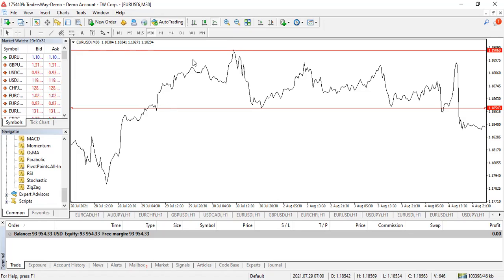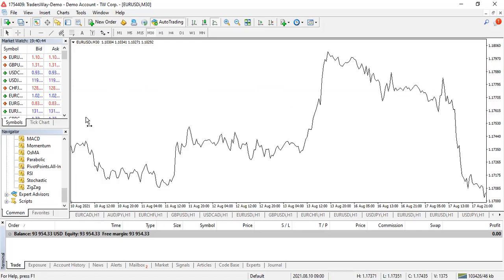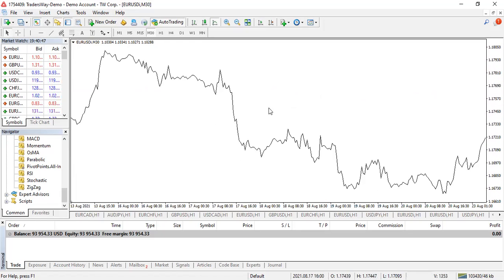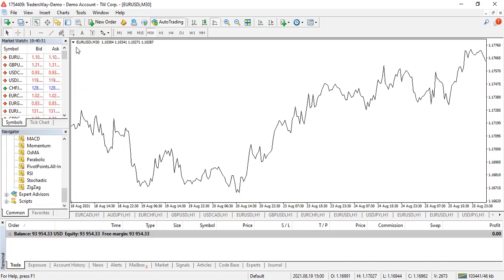The sideways channel, it goes up, comes back, it will be ranging in between these 2 lines. It will be ranging. Now let's find an example of an ascending channel. Let's try and draw a trend line. You can try and draw another line.